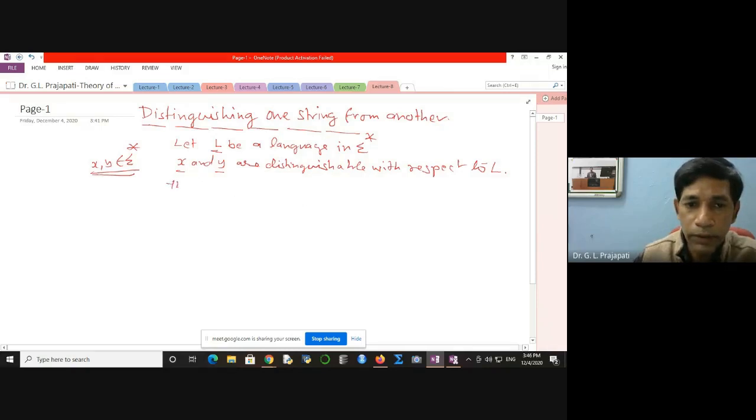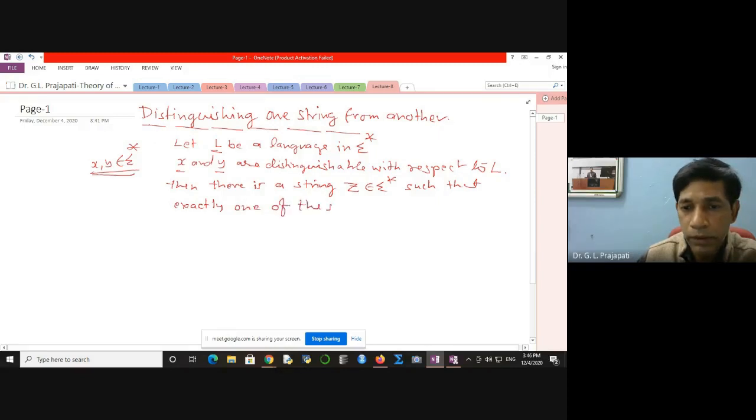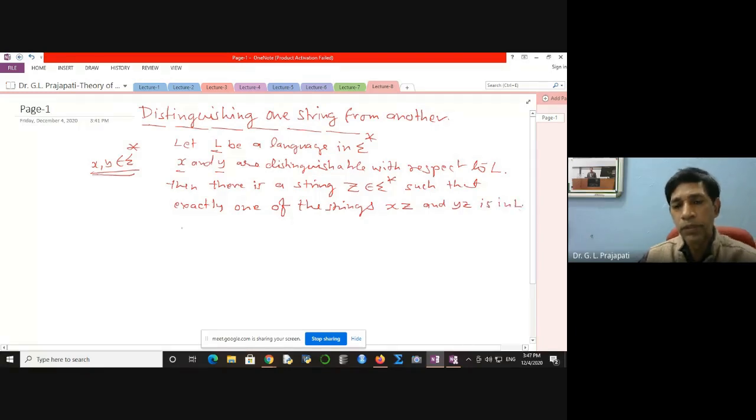what do you need? Then there is a string Z which belongs to sigma star such that exactly one of the strings, XZ and YZ, is in L. So this is the condition.